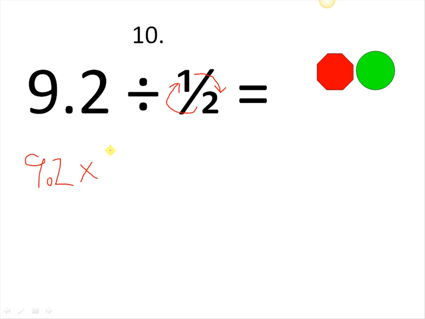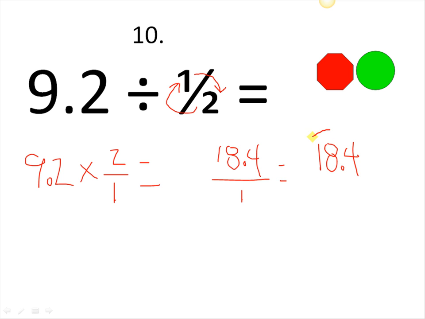times 2 over 1, and 2 times 9 is 18, 2 times 2 is 4, so I had 18.4. 18.4 over 1, and that's just 18.4. And that's the correct answer.